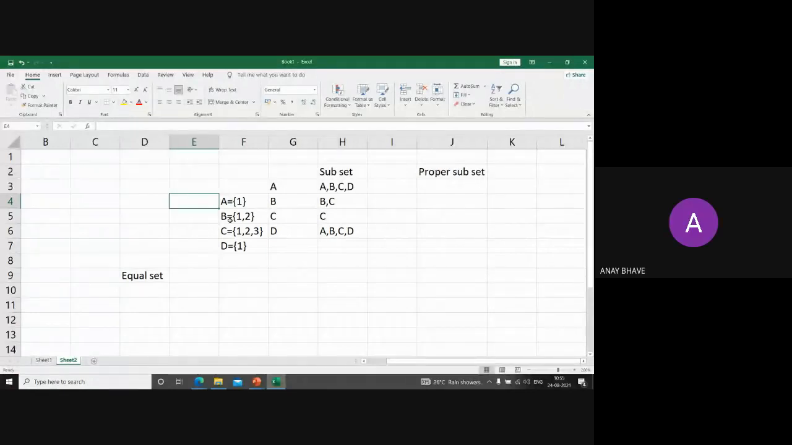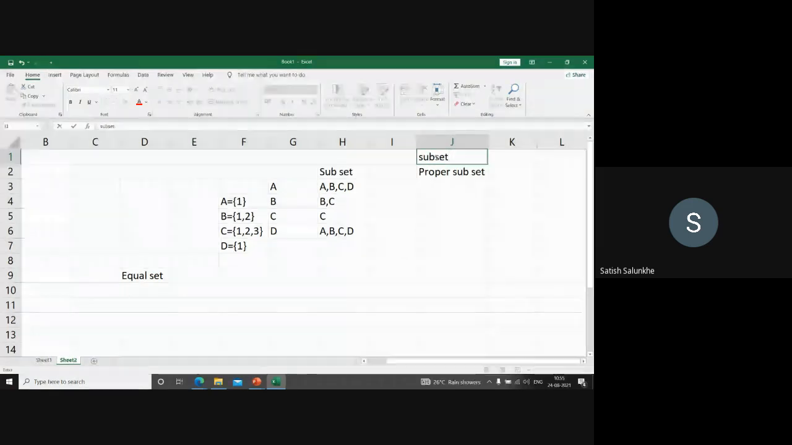Yes, sir. So for proper subset, there are two things. A should be a subset of B, as well as another condition: the cardinality of A should be less than the cardinality of B. If this is satisfied, then we say A is a proper subset of B.